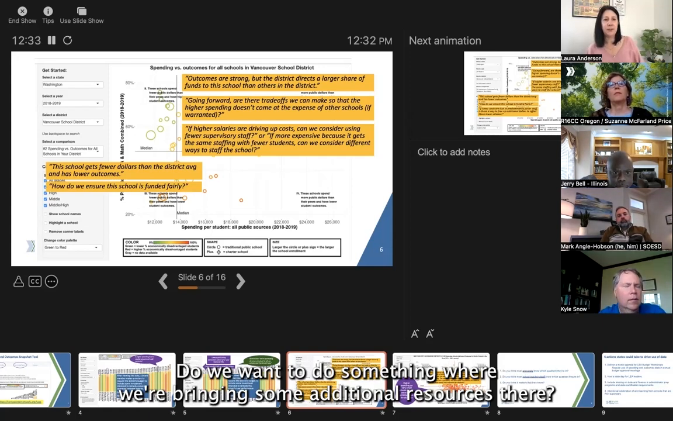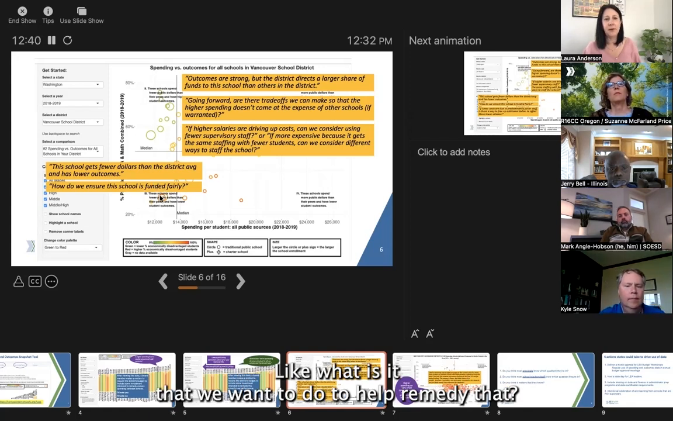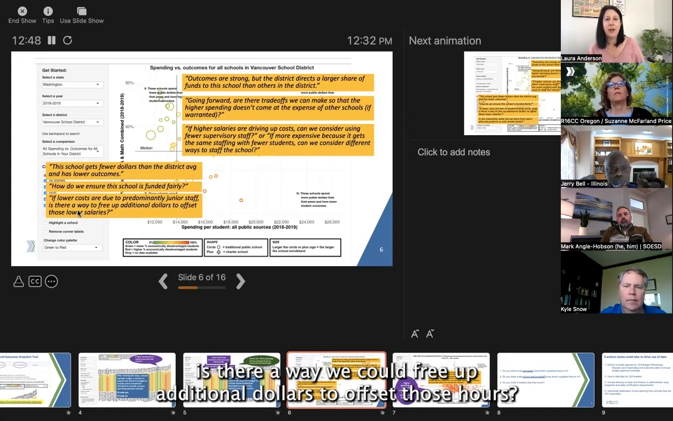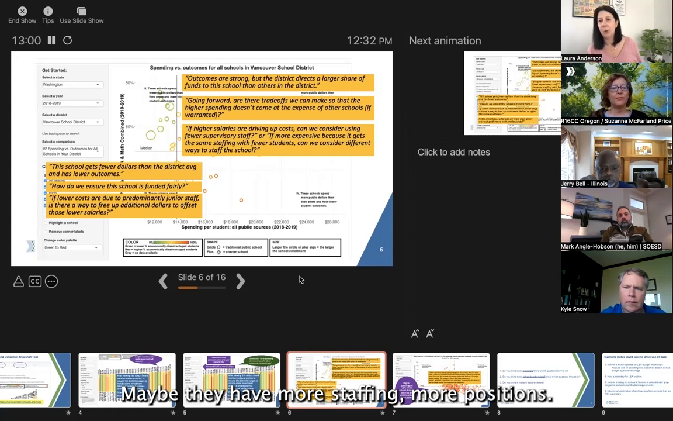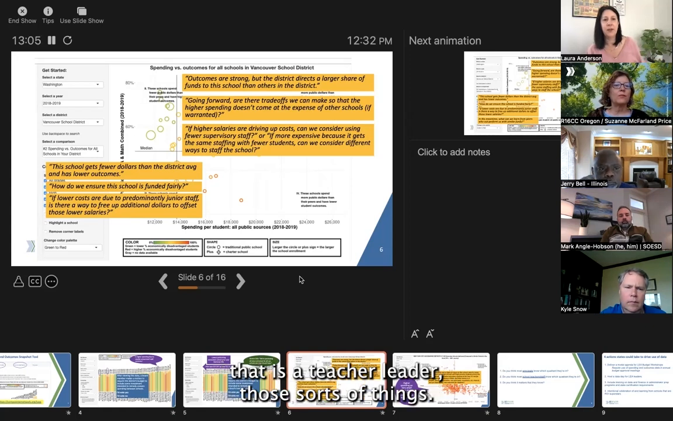Do we want to do something where we're bringing some additional resources there? Do we want to do a weighted formula across our whole district? Like, what is it that we want to do to help remedy that? And then if the lower costs are due to predominantly junior staff, is there a way we could free up additional dollars to offset those salaries? Is there a way that we could move money to this school to support that junior staff? Maybe they have more staffing, more positions. Maybe they end up with some sort of senior staff member that is a teacher leader, those sorts of things.